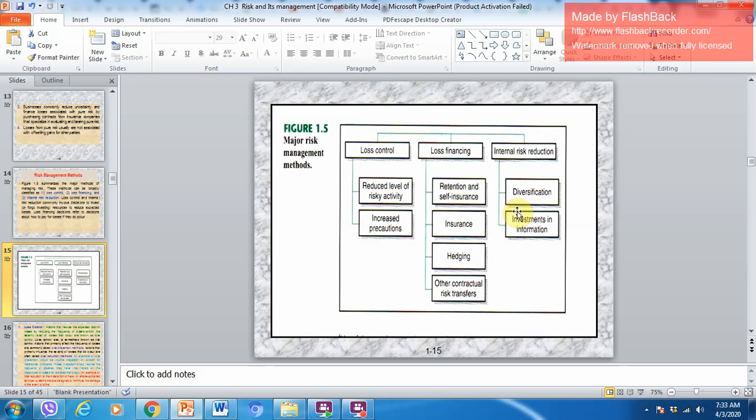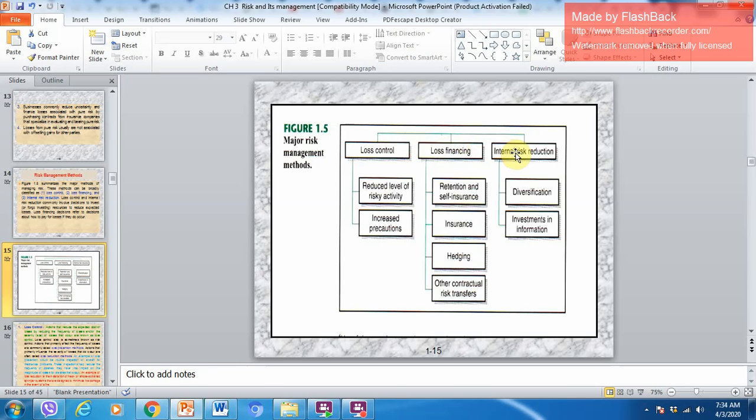In the previous topic we discussed the major types of business risk. Now in this topic we will see what are the possible ways to reduce the risk, how we can minimize the risk, and what are the various methods for it. Under major risk management methods, the first one is loss control, the second one is loss financing, and the third one is internal risk reduction. We look at each one by one. We start with internal risk reduction.